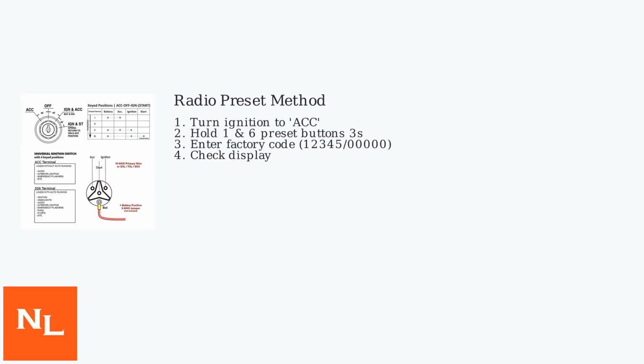Alternatively, for models with an AM/FM radio, turn the ignition to ACC, hold the 1 and 6 preset buttons for 3 seconds, then enter the factory code, usually 12345 or 00000. The keypad code will then be displayed.